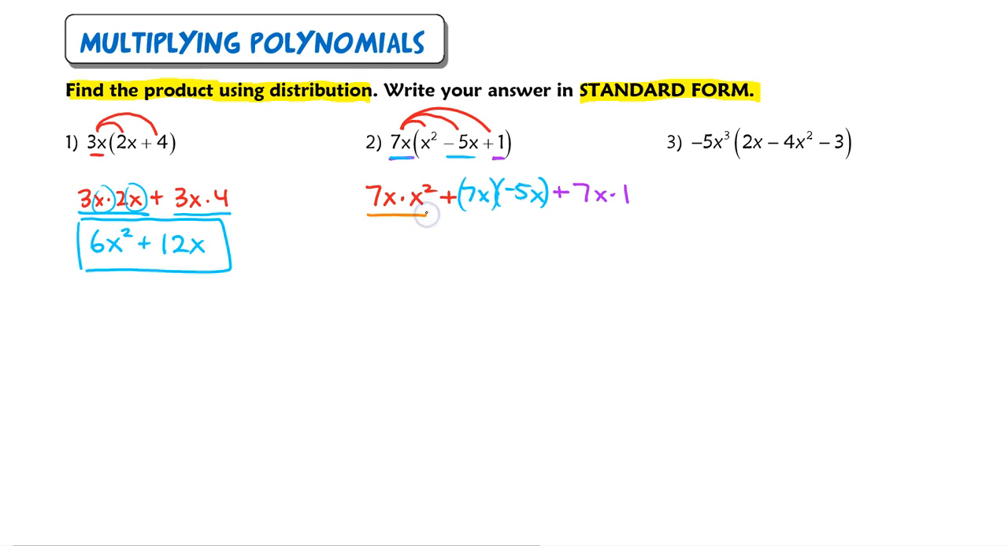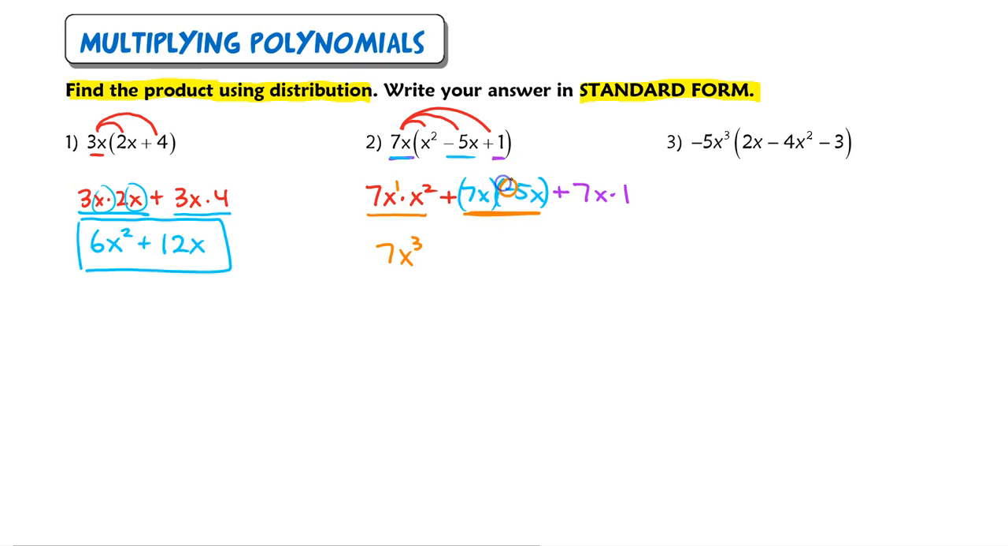We've got 7x times x squared. Remember, you're going to add the exponents here. So this is actually x to the first and x squared. So when I multiply these powers with the same base, I would get x cubed. 1 plus 2 gives me the 3, so 7x cubed. And then I move on to the next term.